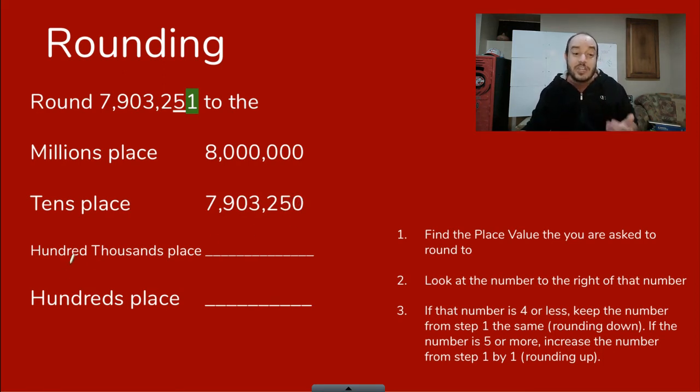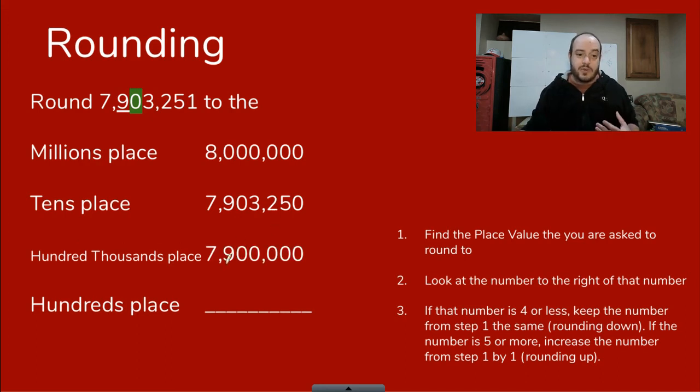Next one says the 100,000s place. Now, where's the 100,000s place? That's going to be our 9. And the number to the right of that is a 0. That's definitely lower than a 5, so we're going to keep this number the same. But remember, everything after it is going to change to a 0. So when we look at that number, here we go, 7,900,000, and we leave it at that.